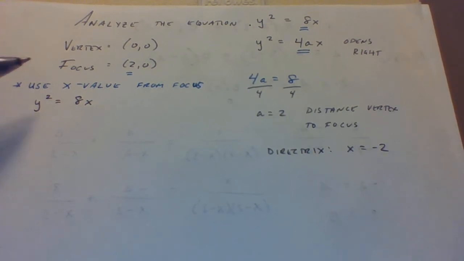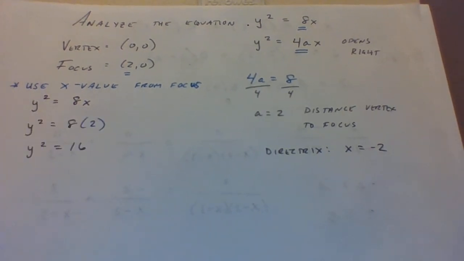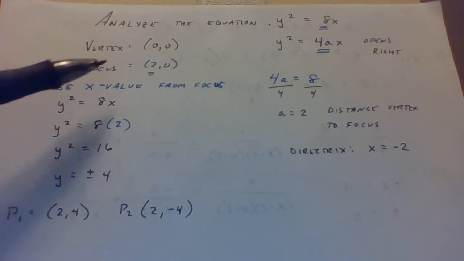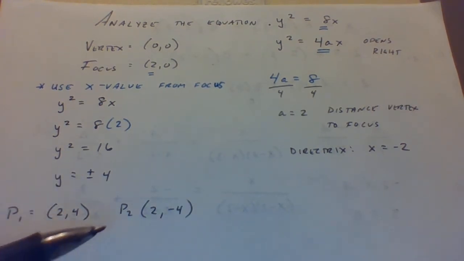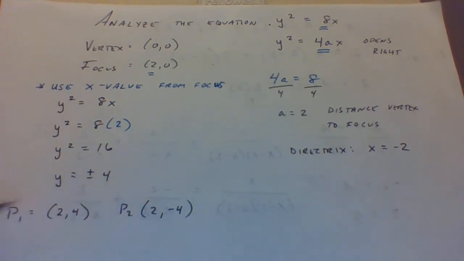I'm going to be using the x value from my focus, which is a +2, and I'm going to plug it into my equation for this x. That's going to give us this equation: y squared equals 16, and now we can go ahead and take the square root of both sides, and we're going to end up with a y value of both positive and negative 4. So I'm going to call my P1 point (2, 4). My x value was the 2 from my focus, and one of my y values here, I'll use the +4. And for my point number 2, I'm going to use that same x value, the 2, and the other y value here, which in this case is the -4.